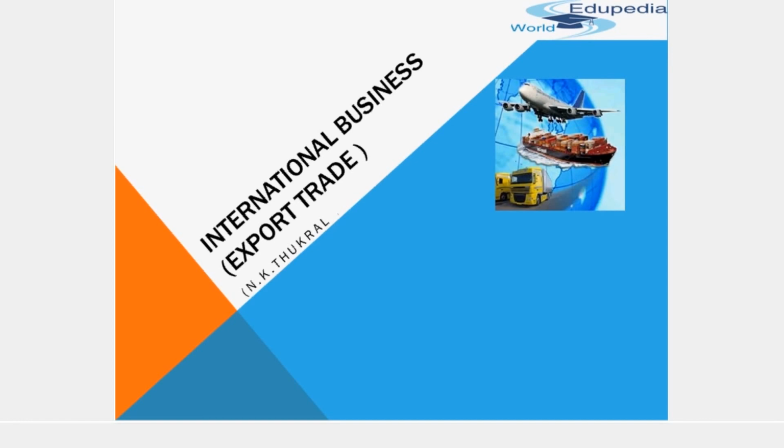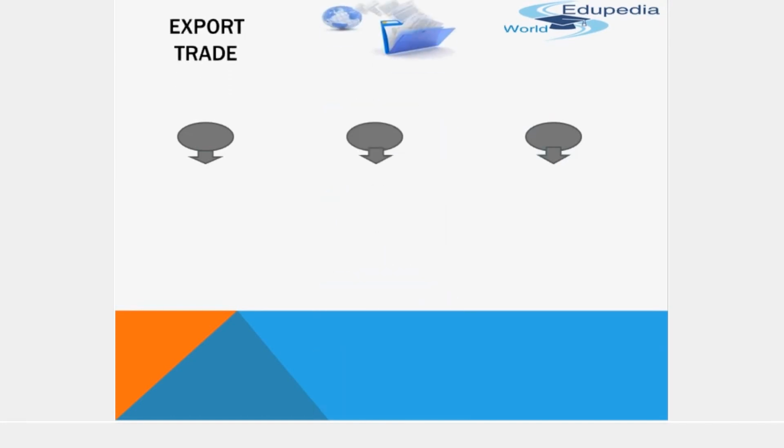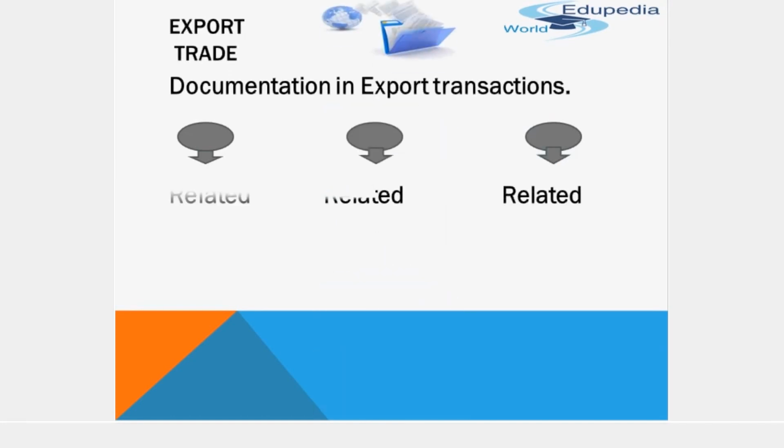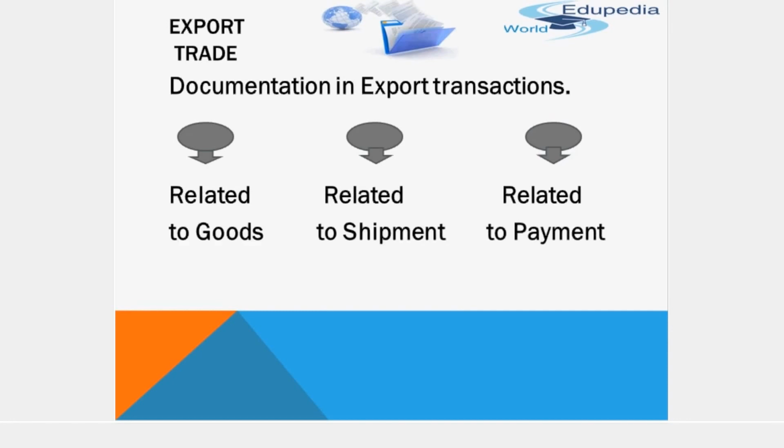However, in detail, coming to the documents used in export transactions, let us classify the export trade documentation according to different categories. Number one is related to goods. Number two is related to shipment. Third category is related to payment. Now let us talk about them one by one: documents related to goods, documents required relating to shipment, and documents required related to payment.